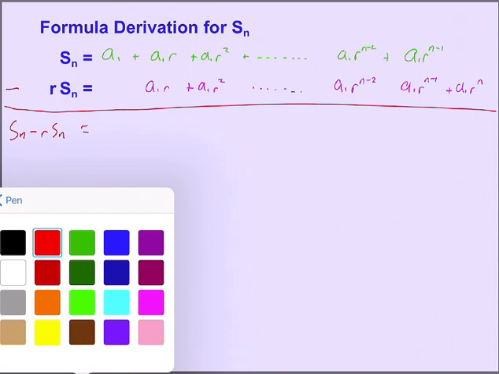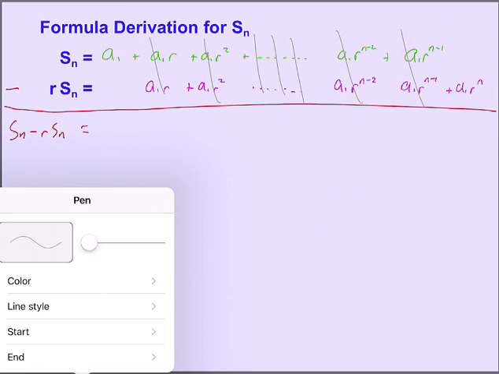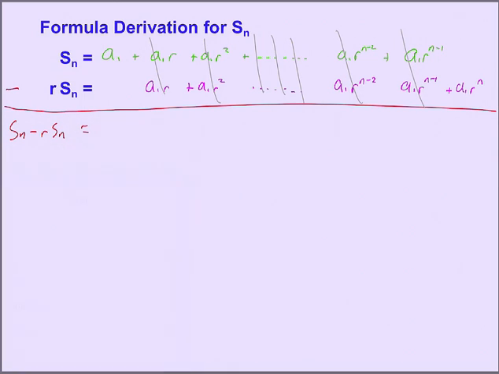Notice how every single one of these rows, these columns that I've actually lined up, if I subtract the bottom one from the top one, there'd be nothing left. a1 times r minus a1 times r, a1 times r squared minus a1 times r squared, and that would keep happening for every single pair of terms except the first term, a1, which didn't have a pair to subtract from it, and the last term, a1 times r to the n, which I'm sorry would be negative because I'm subtracting, so this will all be subtracted.